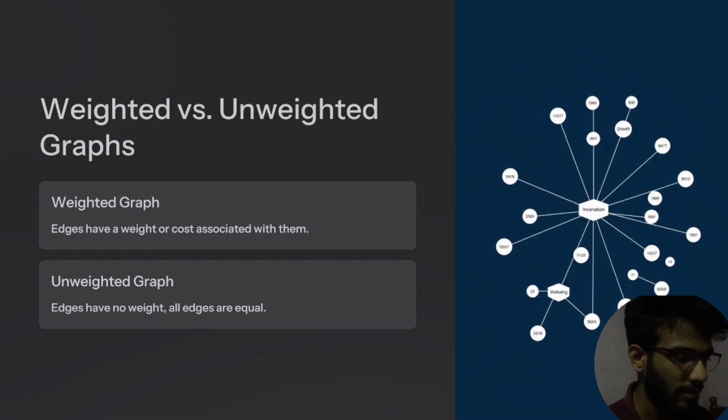The next one is unweighted graph. In unweighted graph, there are no weights, meaning all edges are considered equal. So whether you're finding the shortest route or analyzing connections, weighted graphs are super useful.